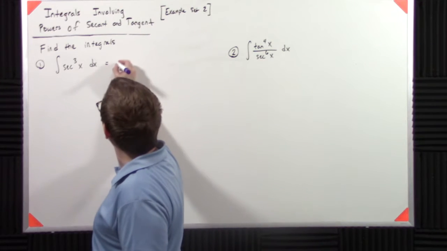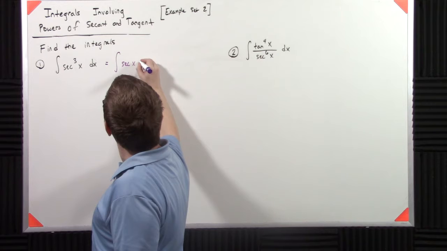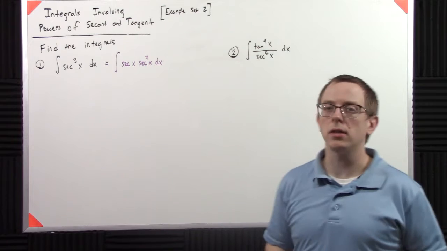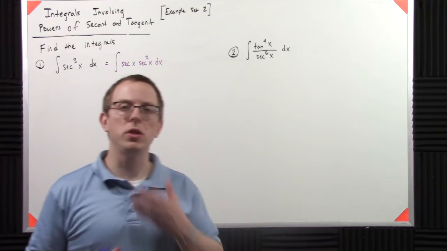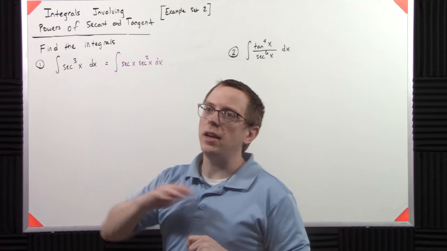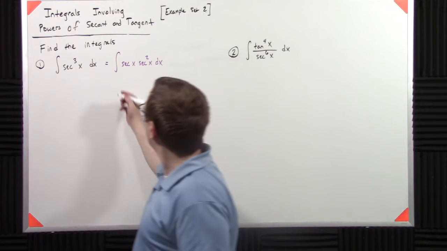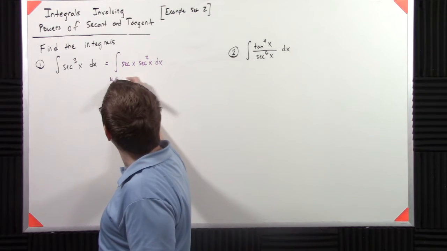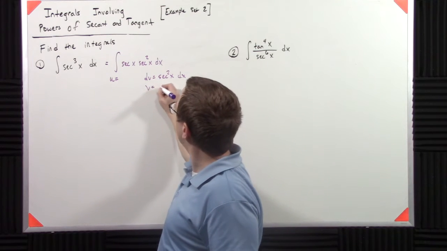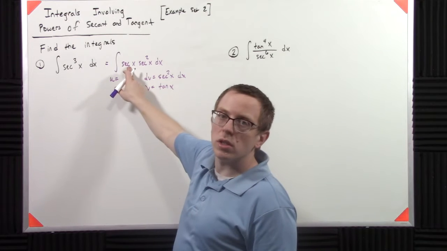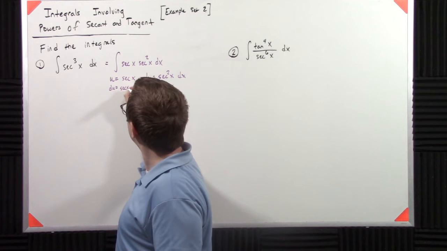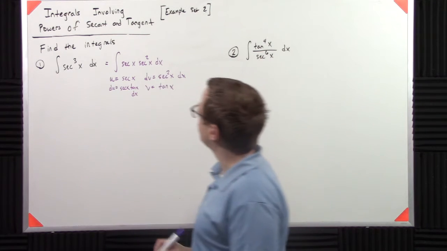We're going to say that's actually equal to secant x times secant squared x dx. So secant squared x dx is the derivative of the tangent function. So if I say dv is secant squared x dx, that means that v will be tangent of x. So what's left over is u equals secant of x, so du is secant x tangent x dx.